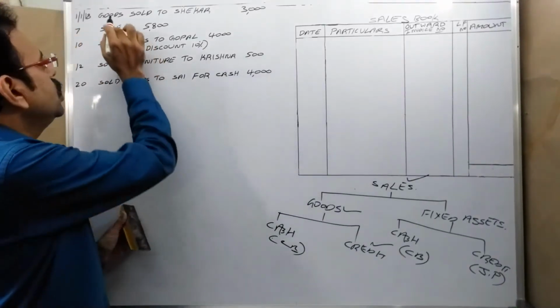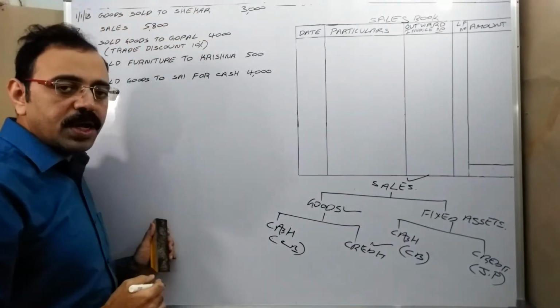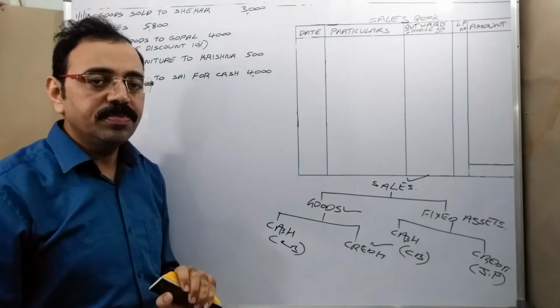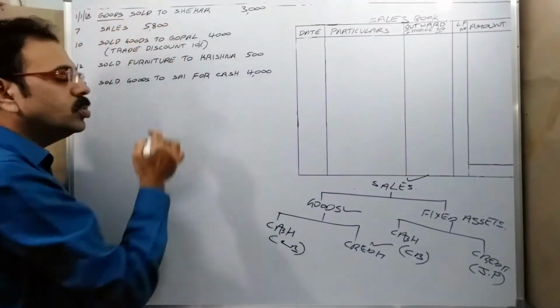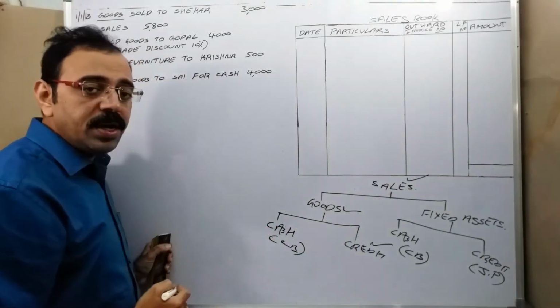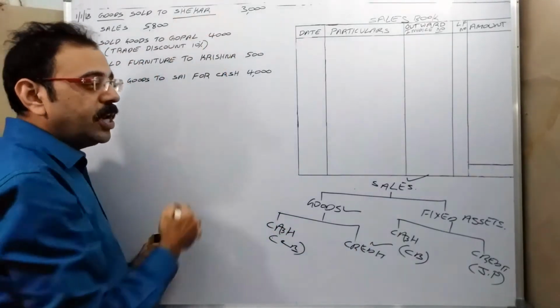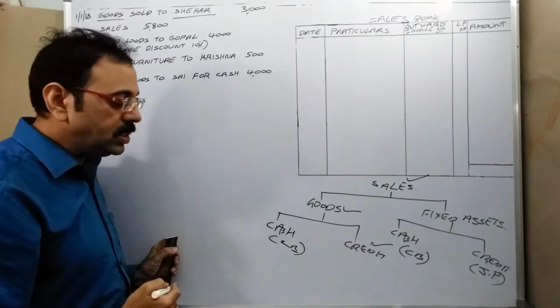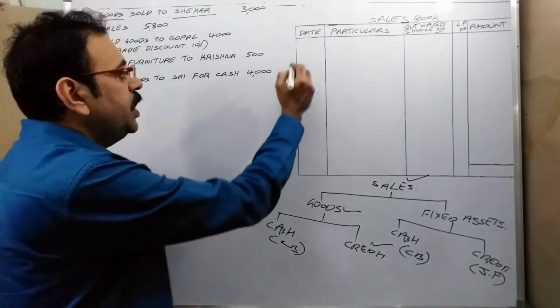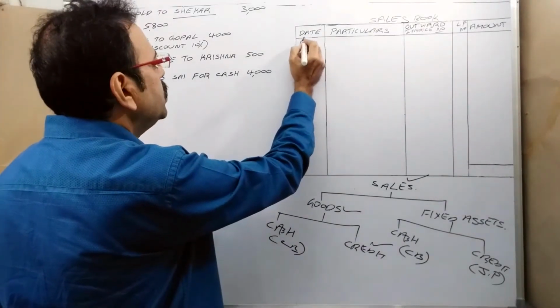Now observe this. Goods sold to Shaker. Two points we should observe now. First one, what we are selling. Clearly it is mentioning goods we are selling. And how we are selling that? Customer name is given, which means it is a credit sale. We should enter, in the date column, the transaction date.